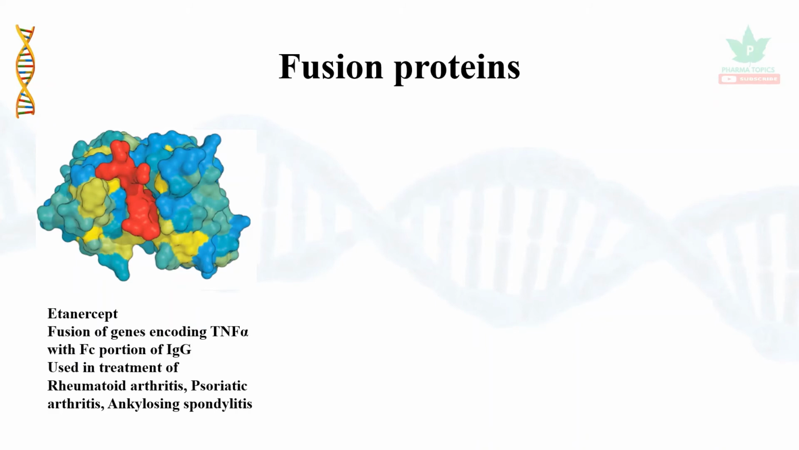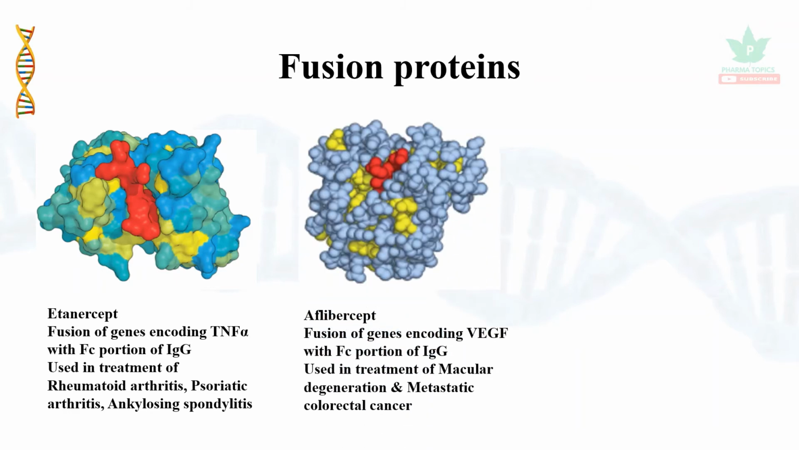It is the fusion of TNF alpha with the Fc portion of immunoglobulin G, the antibody. It is used for treatment of rheumatoid arthritis, psoriatic arthritis, and ankylosing spondylitis. And the next is aflibercept.